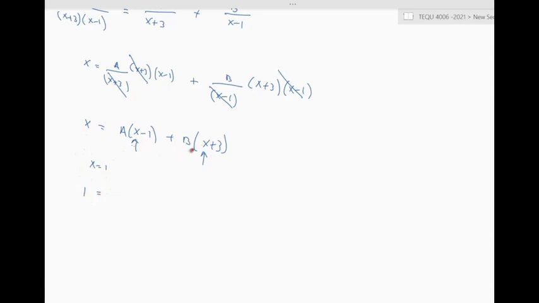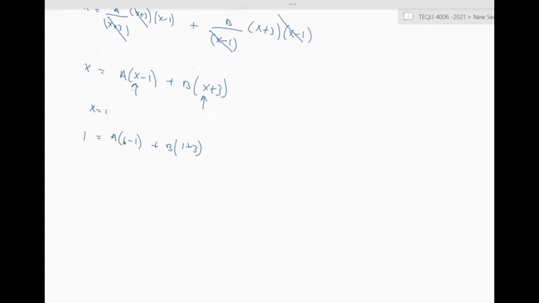So what I got, let's write it down. 1 equals A times (1 minus 1) plus B times (1 plus 3). This part, 1 minus 1, is obviously 0, so you end up with 1 equal 4 times B. So B is 1 over 4. See? I know the B, how about the A?